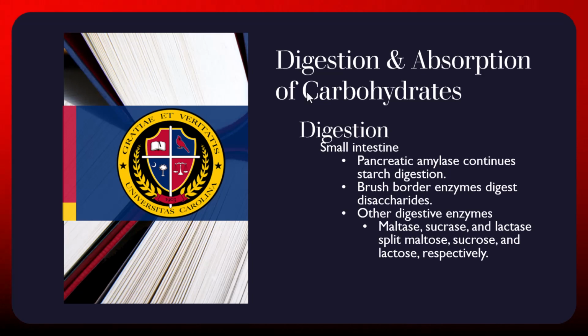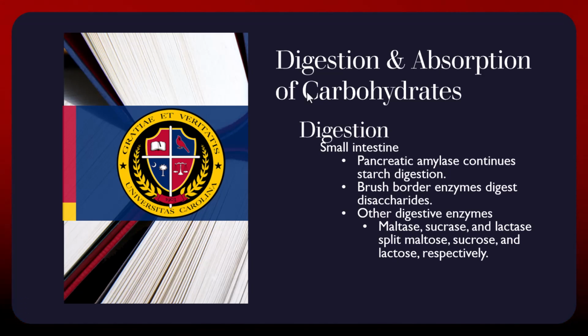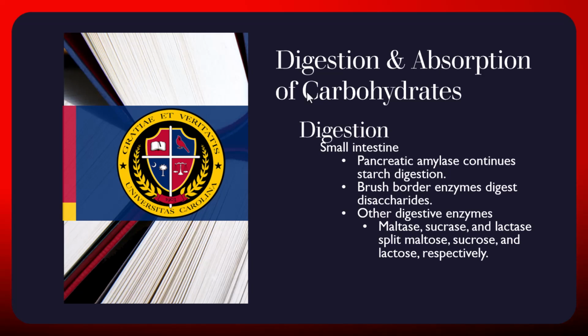Further on in the digestive process, we have the small intestine. Pancreatic amylase continues starch digestion there. We have brush border enzymes that digest disaccharides and other digestive enzymes that make an impact, such as maltase acting on maltose, sucrase acting on sucrose, and lactase acting on lactose.